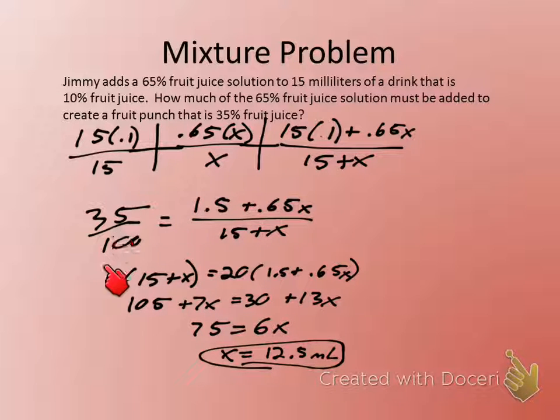I reduced this too, so that's why you see the 7 and the 20 here. I reduced that by 5. So then 7 times this, 20 times all that, distribute through, combine like terms, divide, you get 12.5 milliliters.